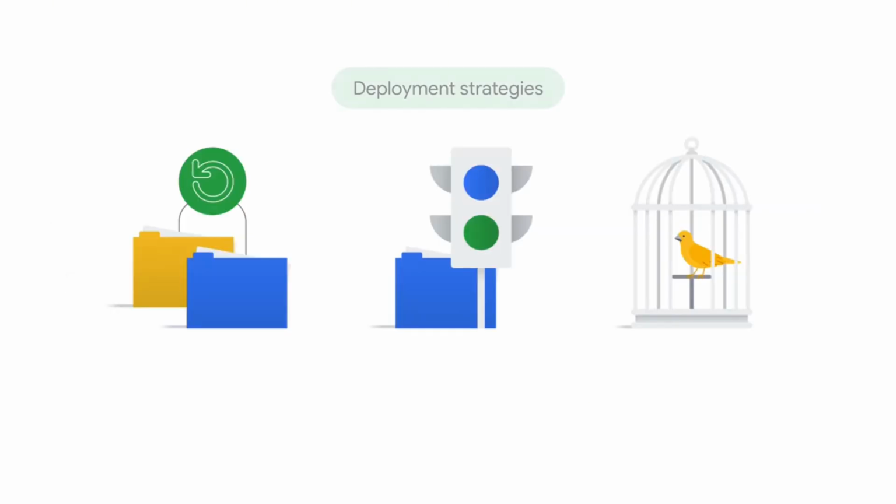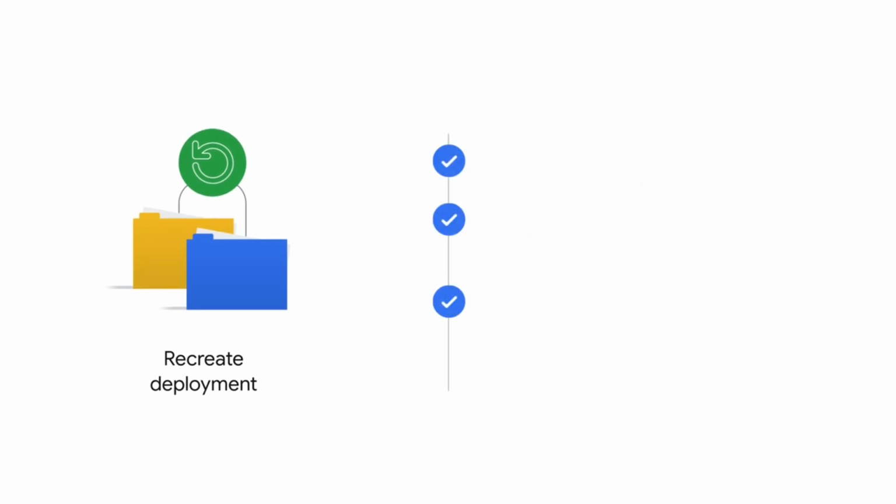GKE supports multiple deployment strategies to give you the flexibility and control over how you introduce changes and updates to your applications. Let's briefly explore three primary deployment options: recreate deployment, blue-green deployment, and canary test. First, you can use the recreate strategy. Unlike a rolling strategy where both old and new pods are running simultaneously, the recreate strategy is to delete the old pods before creating new ones.